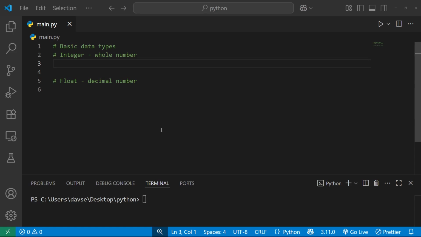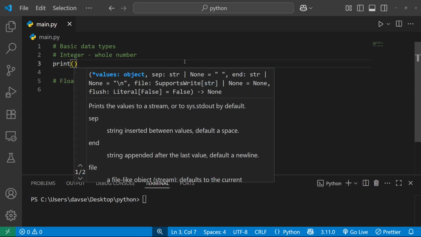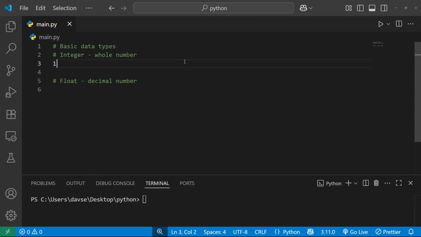And now guys, I would like to speak about numbers. We have two types of numbers, integer and float. And it's very simple. Integer is a whole number. So if you write something like this, you don't have to write print, okay? This is integer as well. And I will just write it in print.